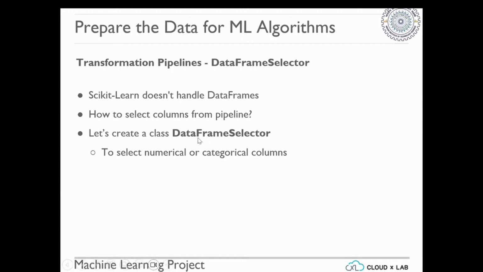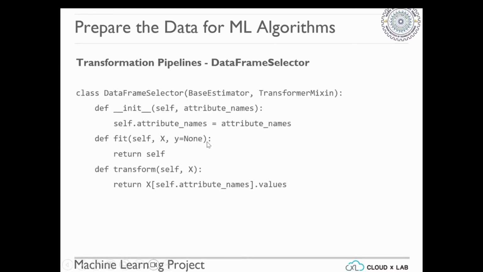Okay, so here this DataFrameSelector is nothing but a class using which we are converting a pandas data frame to a NumPy array, right? So again, as you can see here, we are defining a fit function and a transform function, and in the fit function, we are not doing anything. In the transform function, we are simply returning the data frame as a NumPy array, right?